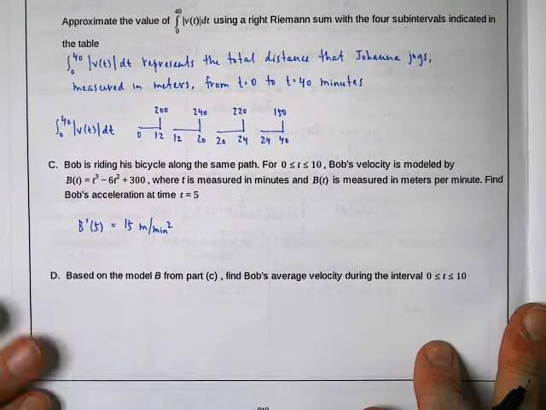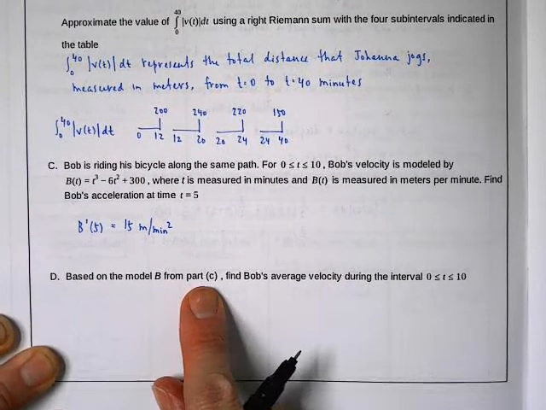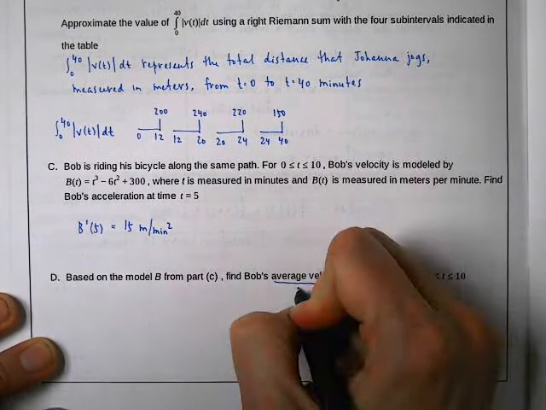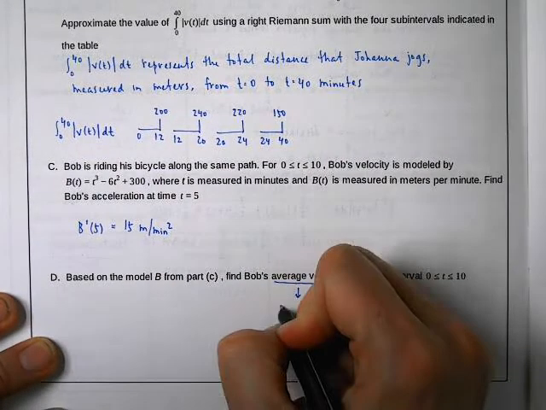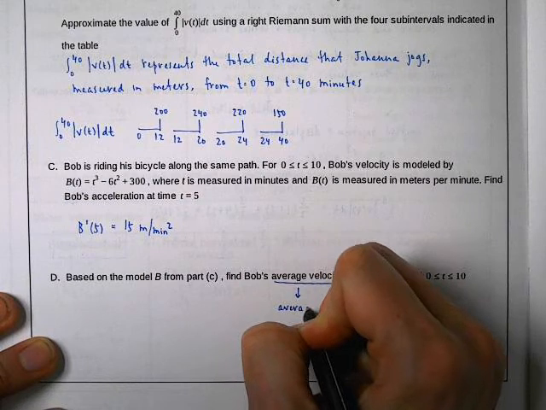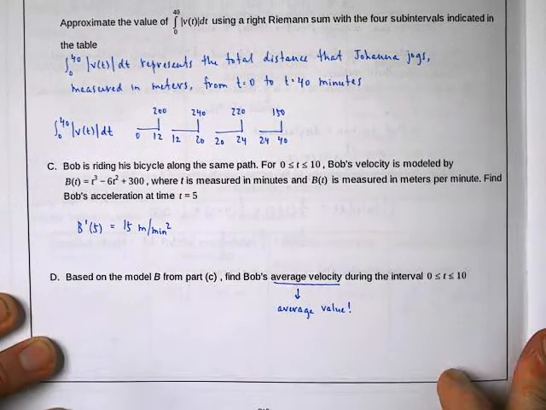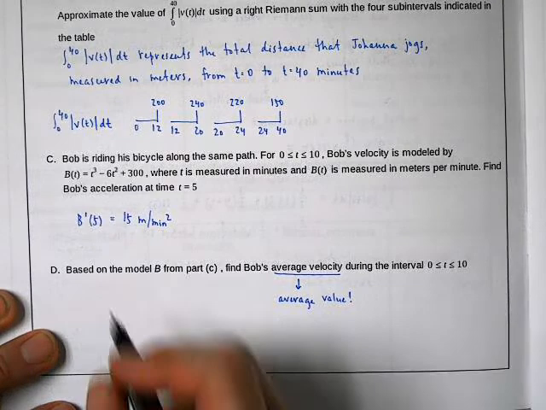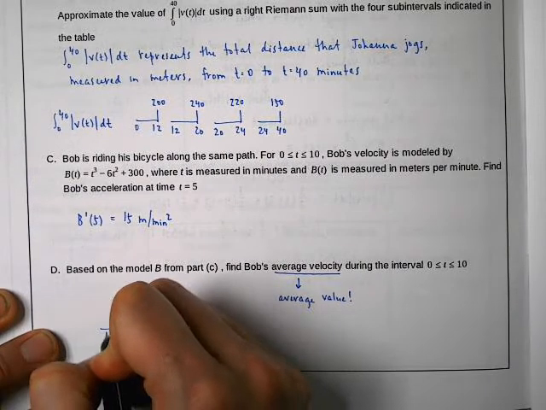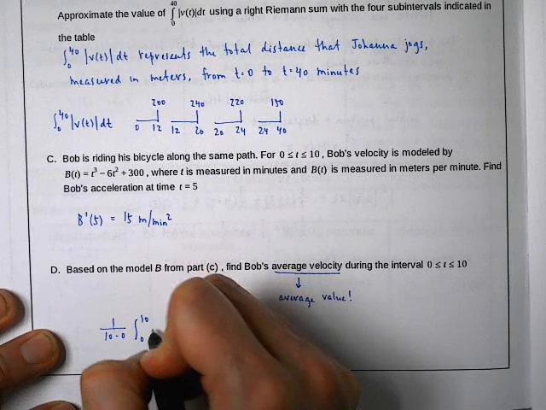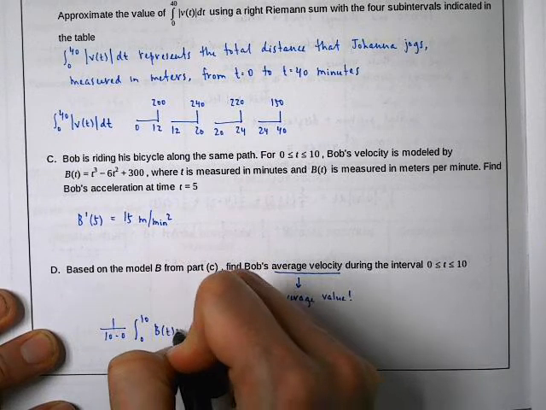So now the last part says, based on the model from part C, find Bob's average velocity. Again, hopefully that average velocity reminds you that what we're really doing here is average value. And we're on the interval from 0 to 10. So I'm going to set this up. It's going to be 1 over 10 minus 0 times the integral from 0 to 10 of b of t dt.